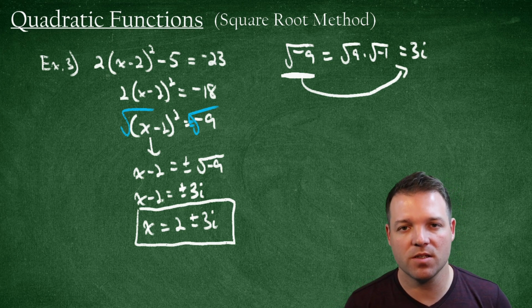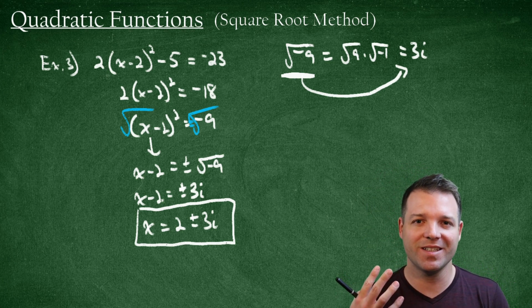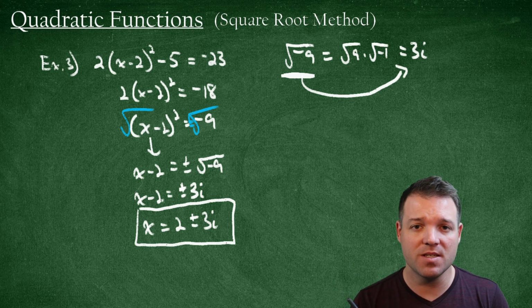Okay, so there you guys go. There is the square root method, and essentially it involves just isolating the complicated piece, and then applying the inverse and just following suit with your algebra.